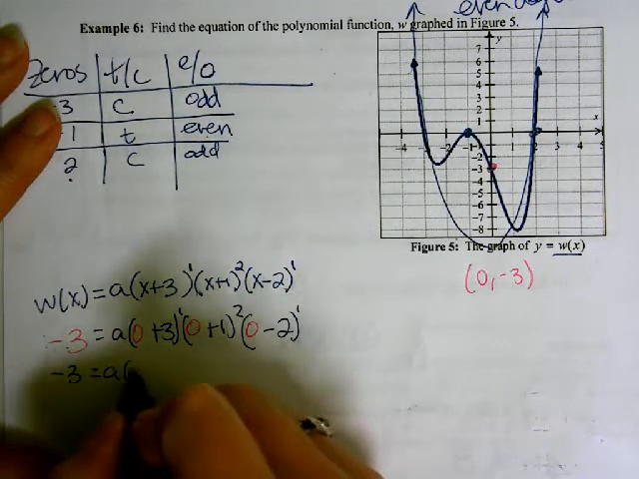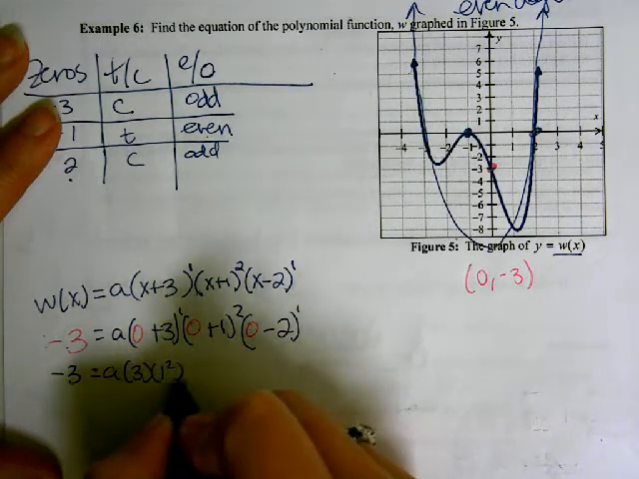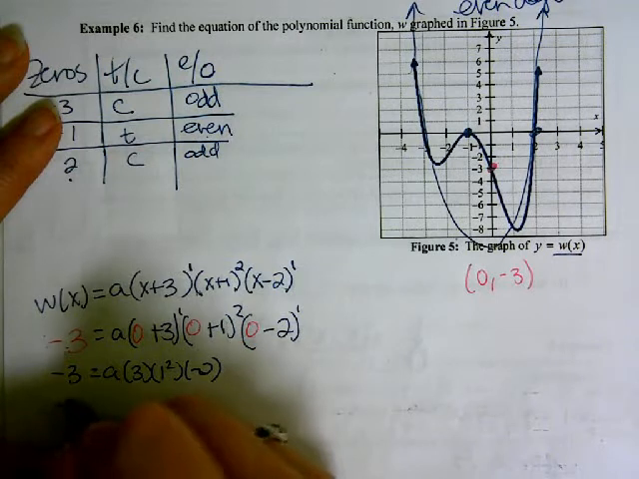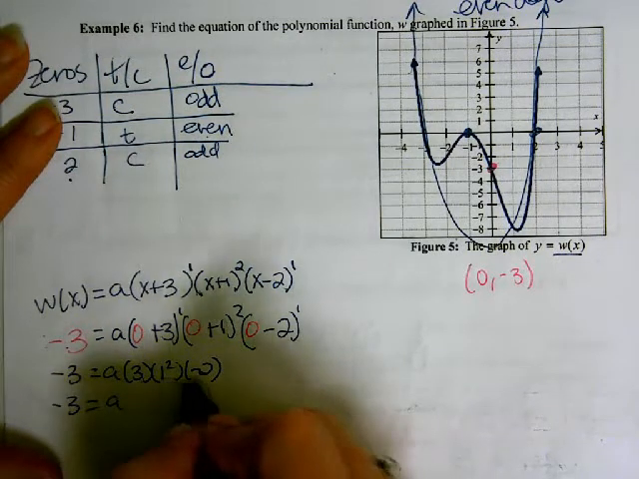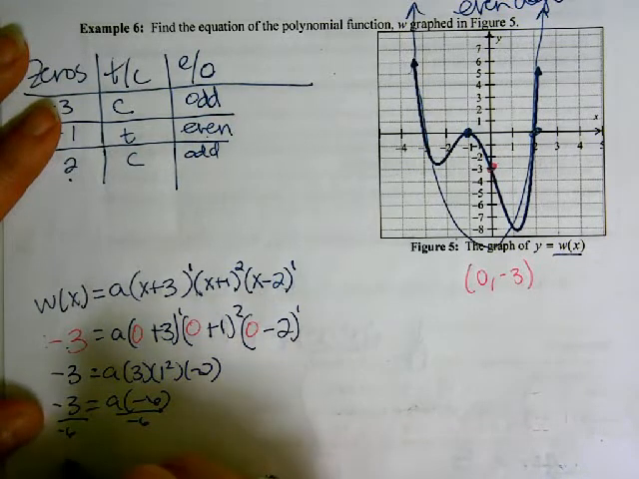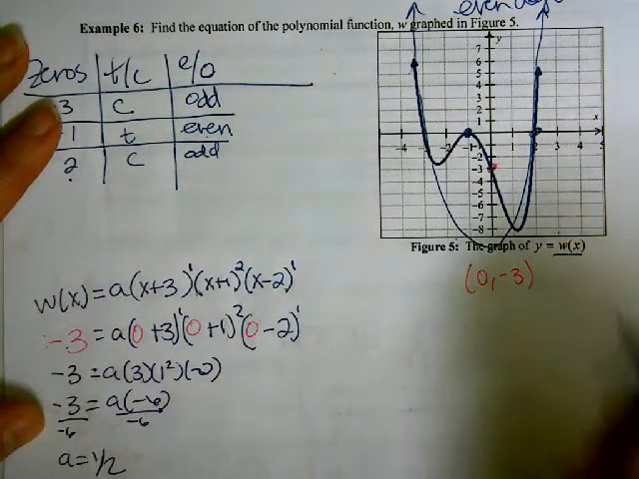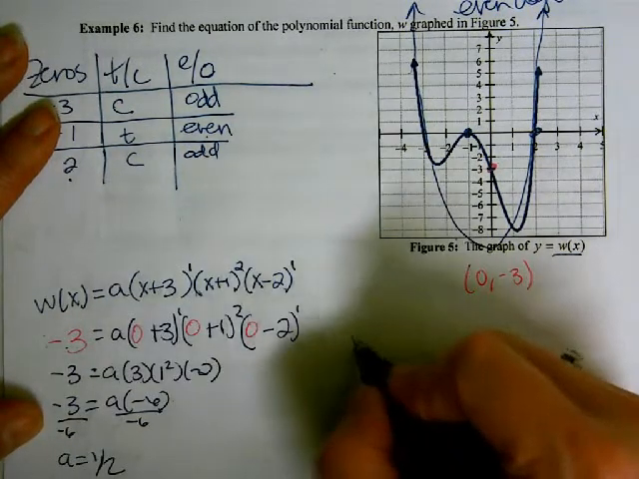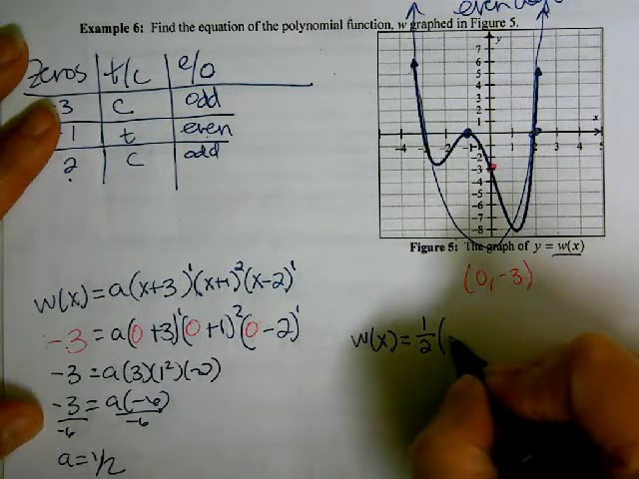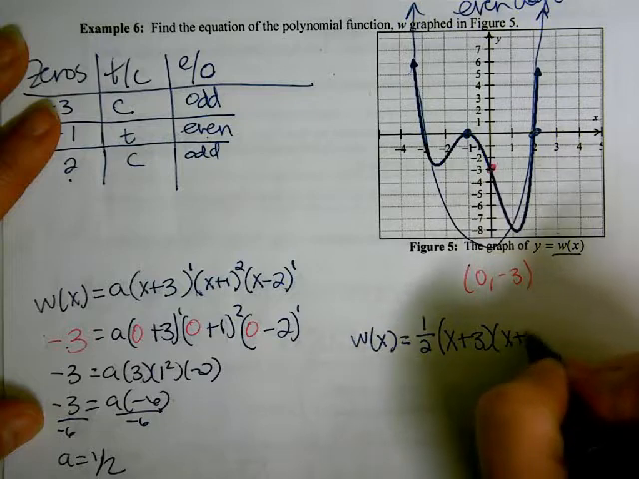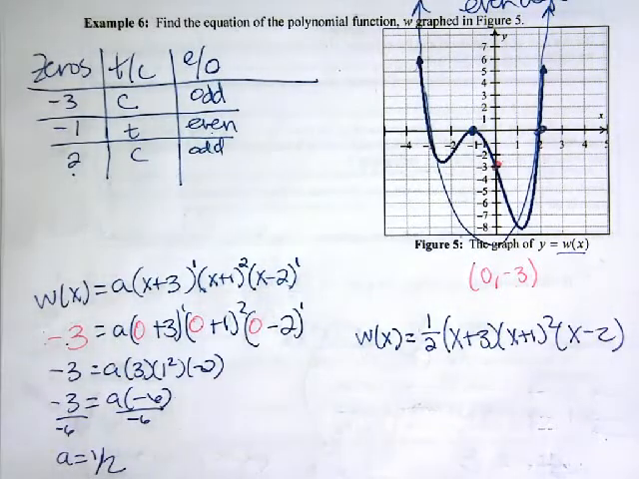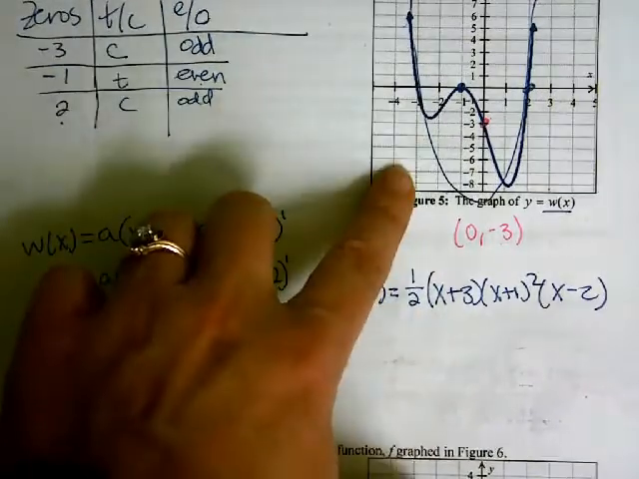So you've got 0 plus 3, which is 3, 0 plus 1, which is 1 squared, 0 minus 2, which is -2 to the 1 power. 3 times 1 times -2 is -6. And when you have this, you have a equals 1/2. So now you know you did have an a value, so you have to rewrite your final answer of 1/2 times x plus 3, x plus 1 squared, and x minus 2. And that is the function that matches this graph right here.